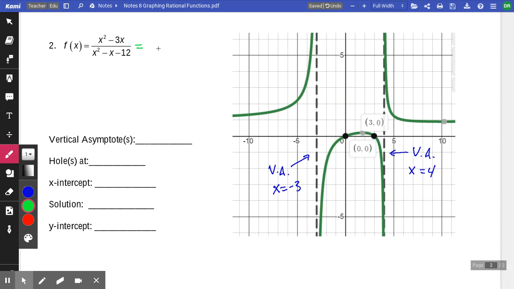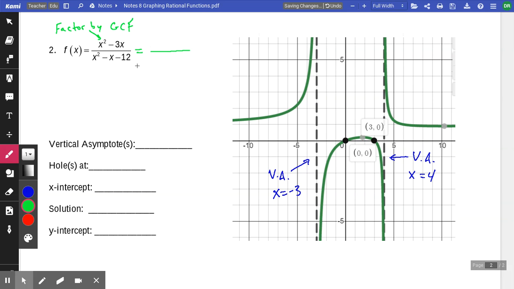So let's talk about factoring techniques. We can factor our numerator. We have two terms that both have an x. If all the terms have the same factor, then we can bring that out, and we can say factor by the greatest common factor. So if we factor this one by GCF and bring an x away from each, we'd have x times x minus 3, which multiplies back to x squared minus 3x.